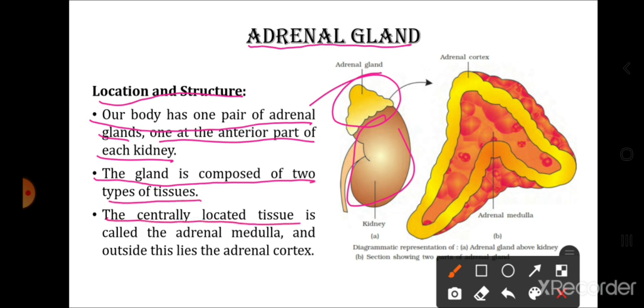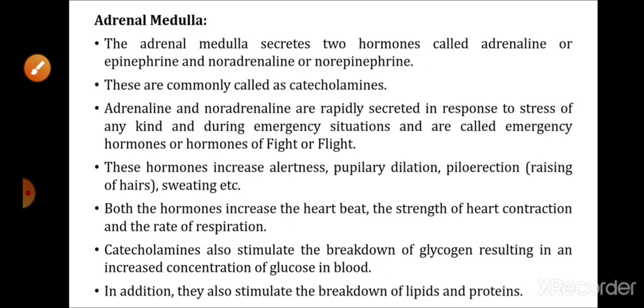The centrally located tissue is called adrenal medulla and the outside lies the adrenal cortex. So the adrenal gland is located at the anterior part of each kidney. So there is a pair of adrenal glands. Now each adrenal gland is composed of two types of tissue. The tissue which lies towards the exterior side is called adrenal cortex and the centrally located part is called the adrenal medulla, and both these parts will secrete their own types of hormones.